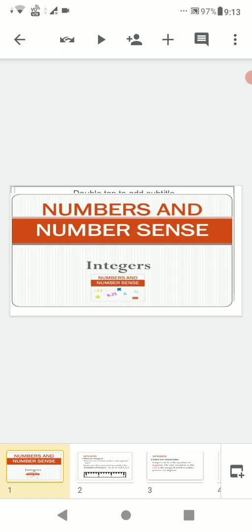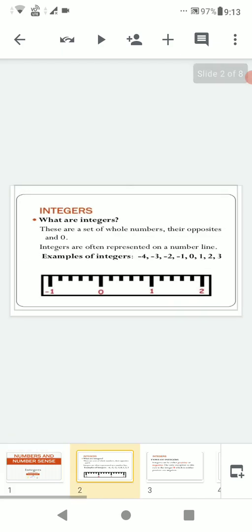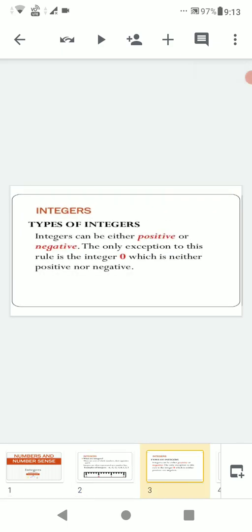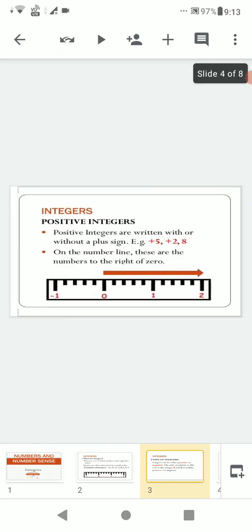So, about chapter number 6, integers. Key points: integers are represented on a number line, and examples of integers are -4, -3, -2, -1, 0, 1, 2 and 3. Then types of integers. Integers can be either positive or negative. The only exception to this rule is the integer 0, which is neither positive nor negative.